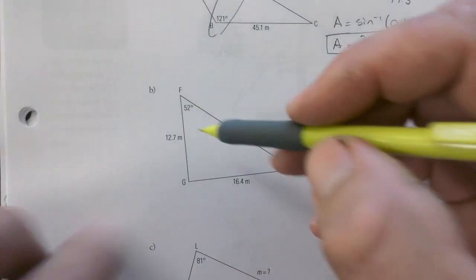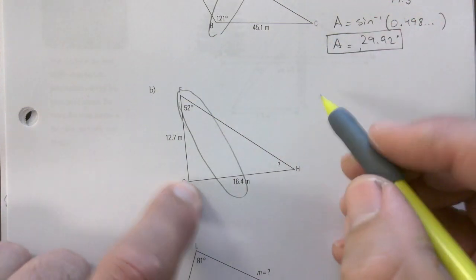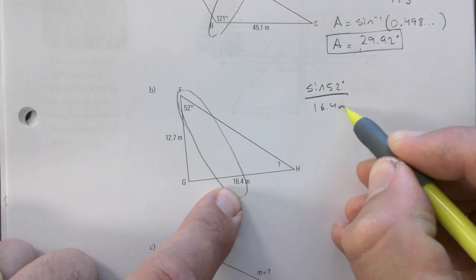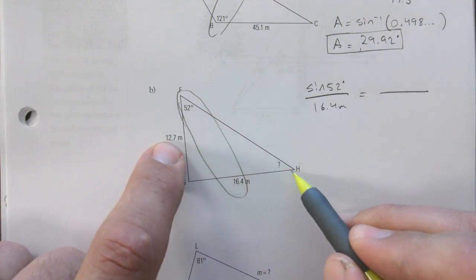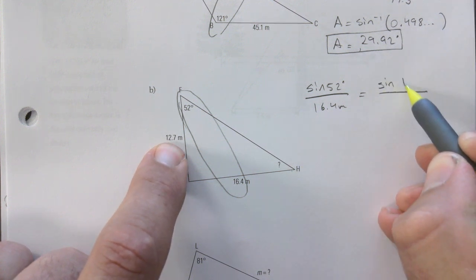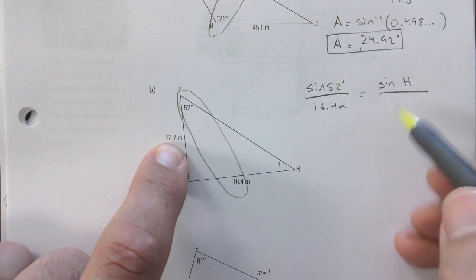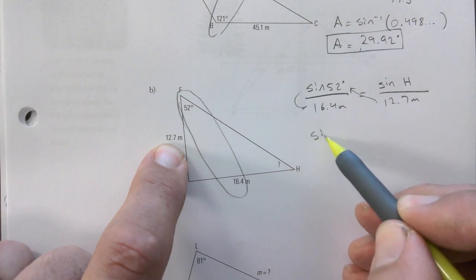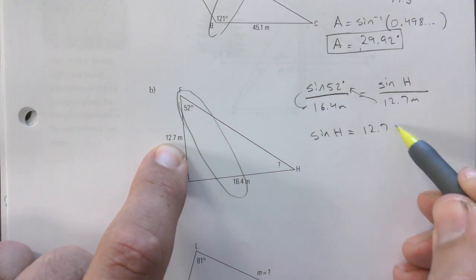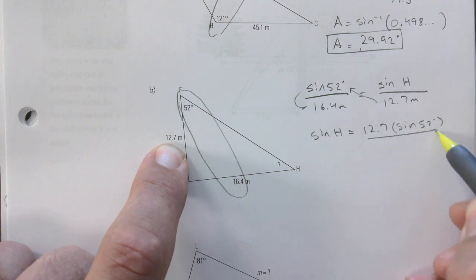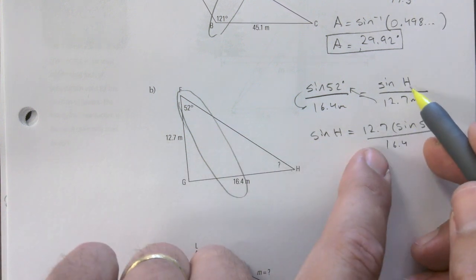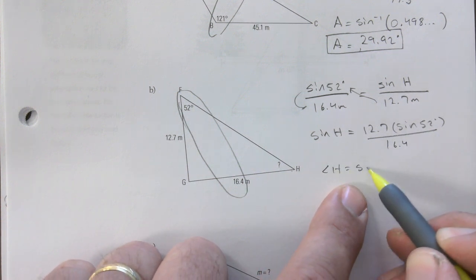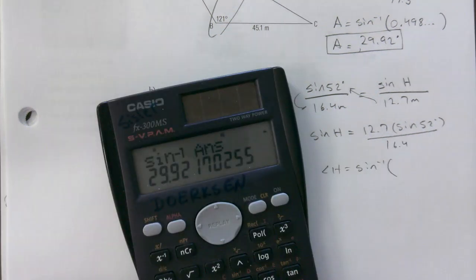Next, do I have a pair? Yes, I do. So I know I can use sine law. I tend to start with that. 16.4 meters. I have the side across the angle I'm interested in, and in this case, the angle has letter H associated with it. So cross multiply and divide, right? So sine of H, not just H. And you're gonna find out I'm gonna catch all of these little notation issues, right?